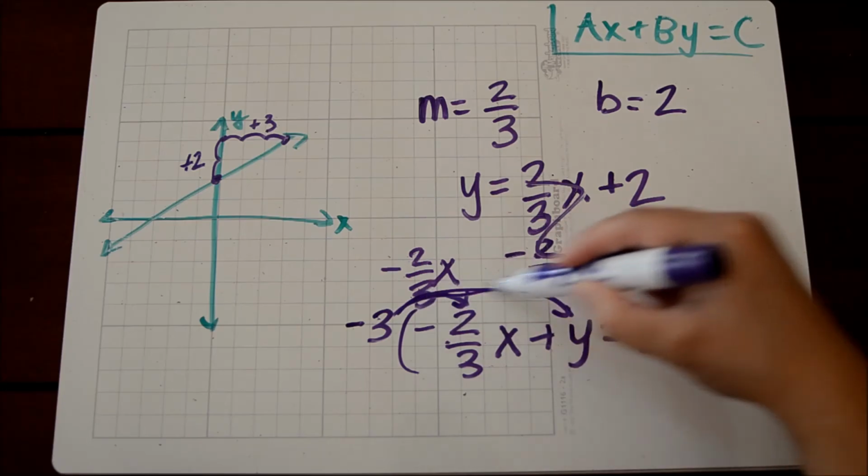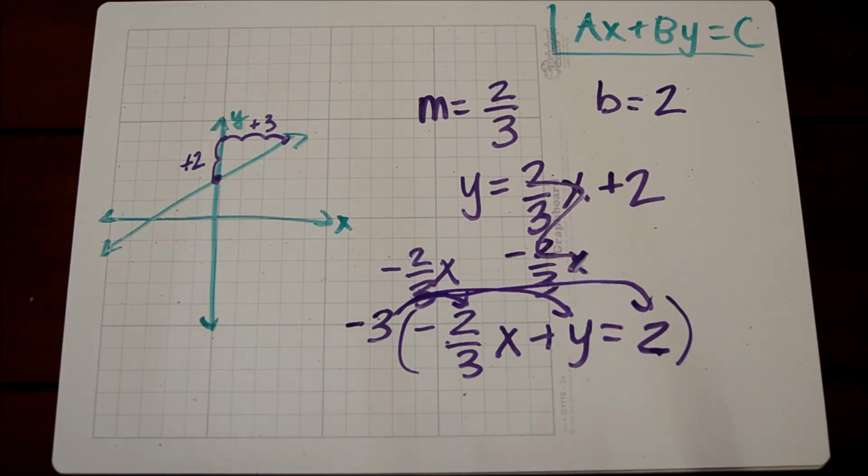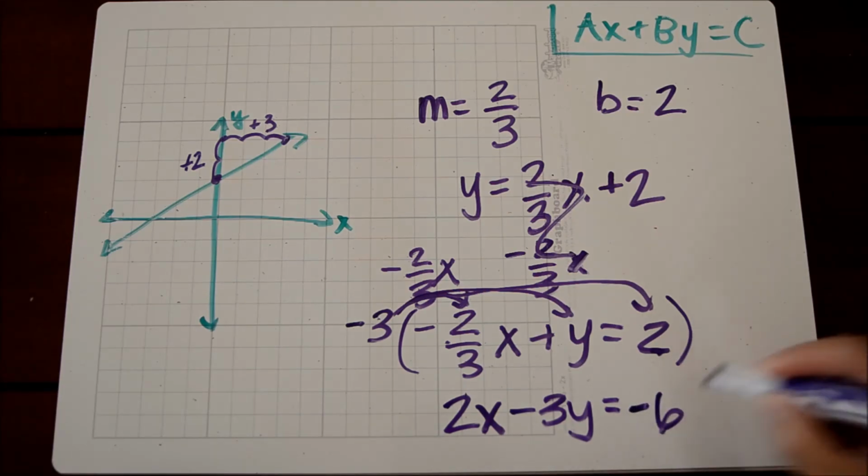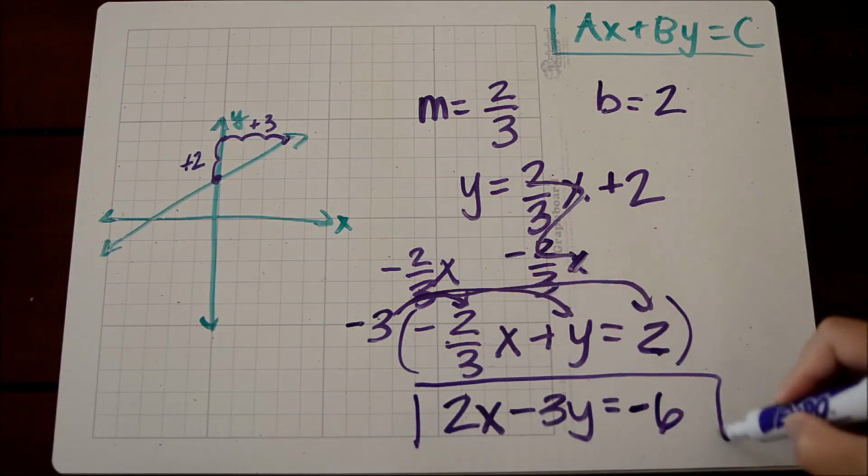We just have to make sure we remember to multiply that number throughout the entire equation to every term. So we get 2x minus 3y is equal to -6. And that's our equation written in standard form.